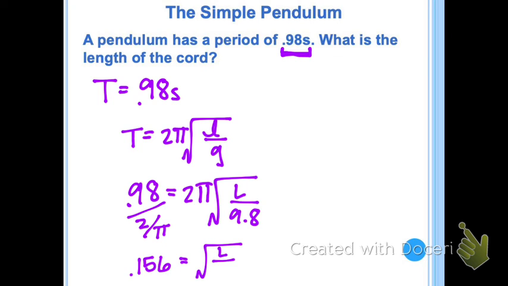Square root of L over 9.8. So what do I need to do to both sides there? Square. So in my calculator, all I'm doing is hitting the square button, and it's automatically going to take my answer. And then I need to get 9.8 moved over, so I'll multiply that over, and I get a length of 0.238 meters.